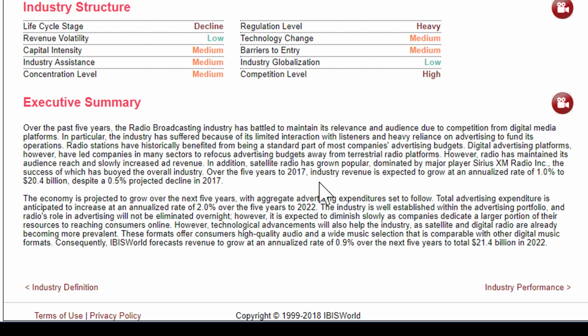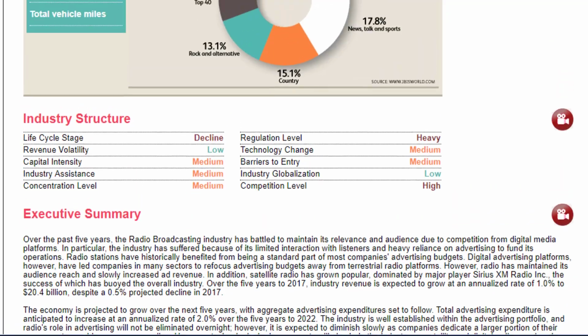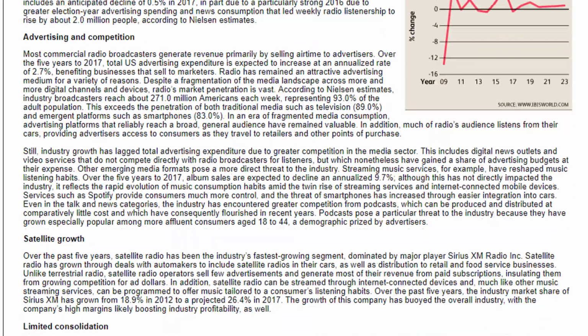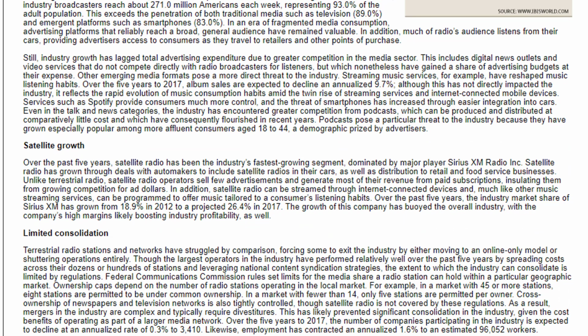So these are also some search terms when you're thinking about searching for things maybe in Business Source Complete or the Communication & Mass Media database. Maybe look for terrestrial radio versus satellite radio or that type of thing. Other terms and other things to search with. So industry revenue is expected to grow. And so that is industry performance: current performance, advertising and competition, satellite growth, industry outlook.